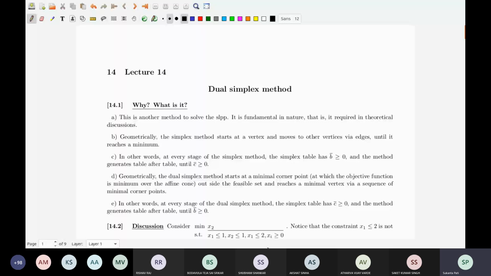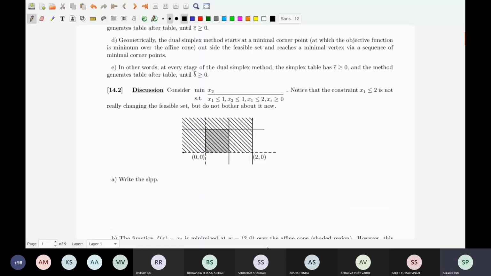Geometrically, I have told you what it means. It means starting from a corner point from outside, where the affine cone at that corner point contains the whole of T, and the objective function is minimized at that corner point. That is where you start, and then you do the dual simplex step.